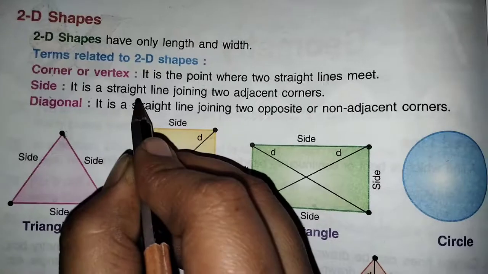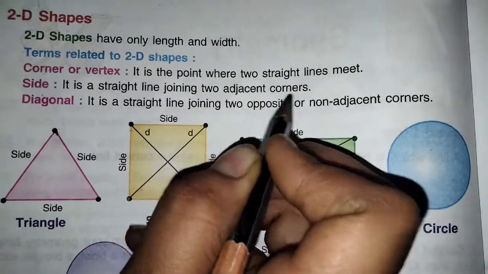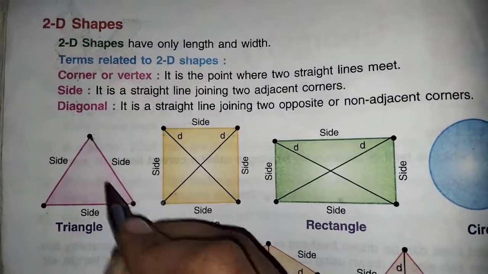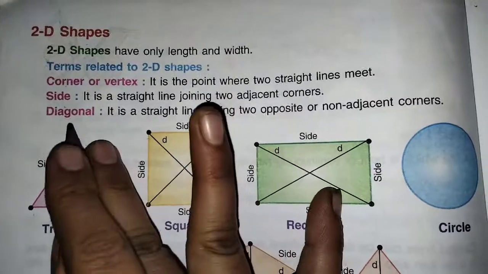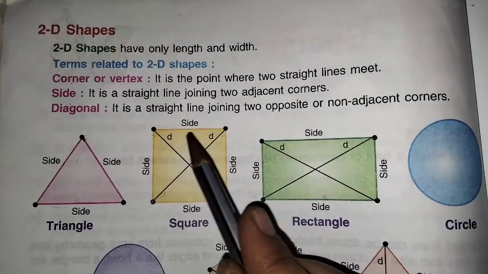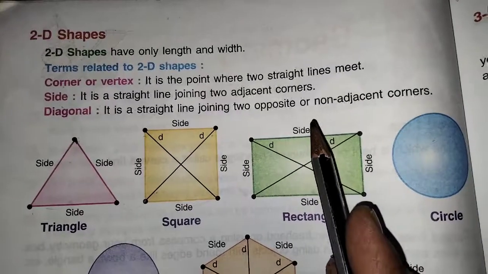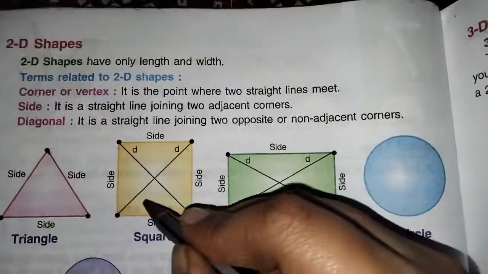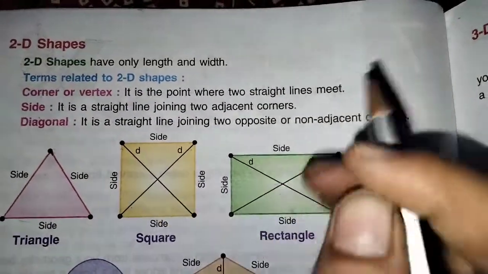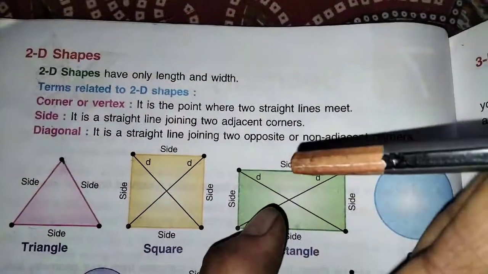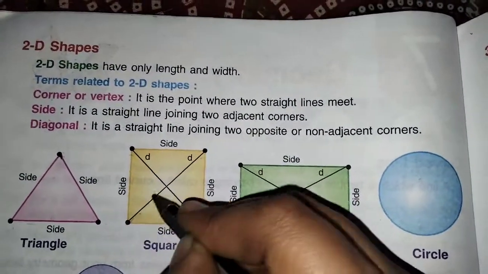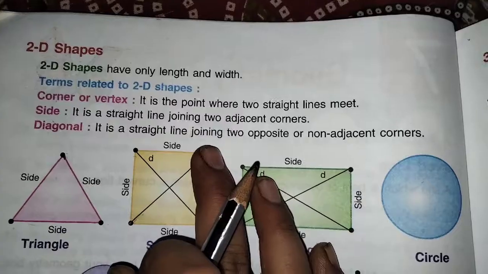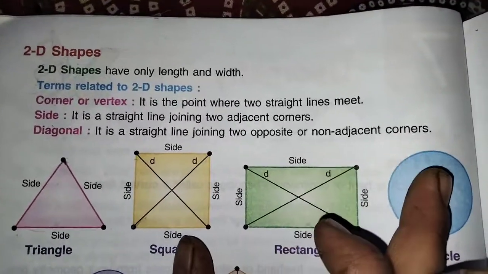Side, it is a straight line joining two adjacent corners. Here sides are there, these two corners they are joining. Now diagonal, it is a straight line joining two opposite or non-adjacent corners. Now this is the diagonal. We learned in multiplication, lattice multiplication. I was telling you to draw the diagonal. This is known as a diagonal. It is a straight line joining two opposite or non-adjacent corners.